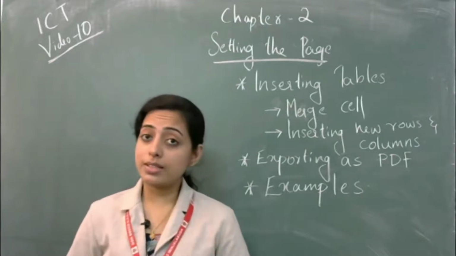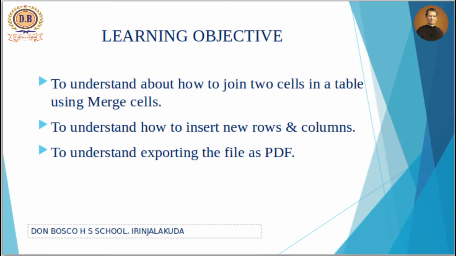So before moving on to today's session, let's see the objective behind this session. By the end of the session, you'll be able to understand how to join 2 cells in a table using the merge cell option. I hope it's very familiar to you. You did this merge cell in LibreOffice Calc software in the previous year. So today you will learn how to merge 2 different cells in a table. Then also to understand how to insert new rows and columns. There is an option to add new rows and columns in an already created table. Then the last topic, to understand exporting the file in PDF format. So these are the learning objectives of today's session.